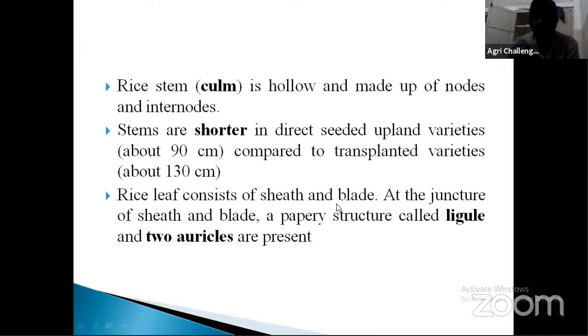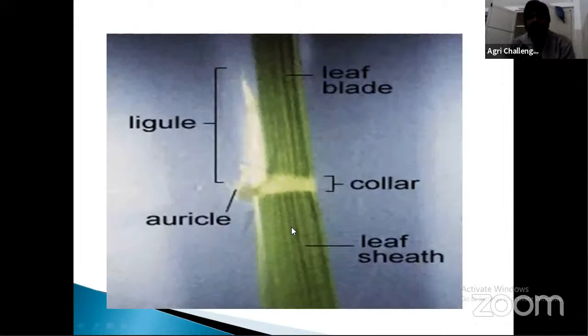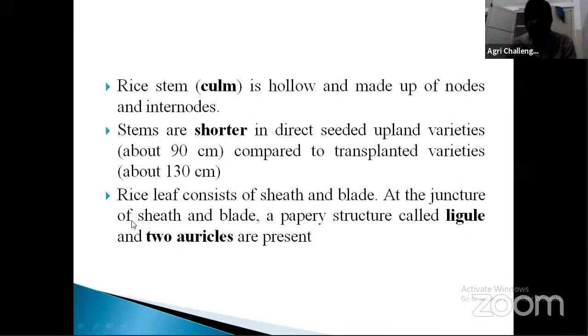And the rice leaf consists of sheath and blade. यहाँ आप लोग देख सकते हैं ये लीफ शीथ है और ये लीफ ब्लेड है और ये जंक्शन में इसको कहा जाता है कॉलर है, लीफ कॉलर। यहाँ एक छोटा सा स्ट्रक्चर है, उससे कहा जाता है लिग्यूल है। And only one ligule is present in the rice leaf along with the two auricles, one ligule and two auricles. At the junction of sheath and blade, a papery structure called ligule and two auricles are present.